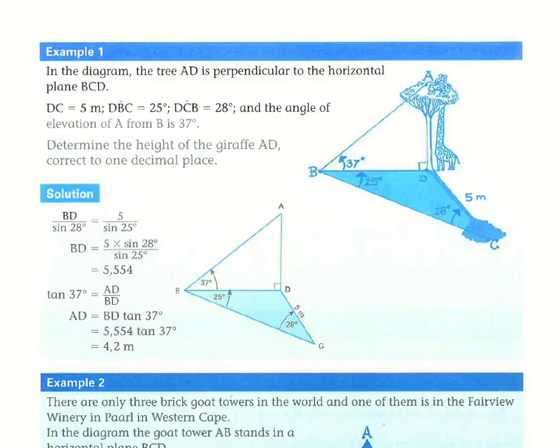So let's look at example 1. Example 1 shows us that we have a tree that is perpendicular to a horizontal plane BCD. Okay, language-wise, we know what a tree is. We know what perpendicular is. It means it makes a right angle with. But the horizontal plane is something new that you guys need to understand. This over here is, let's say it's a chalk drawing on the ground, or the shadow if I had to put this triangle up. But this is the chalk drawing on the ground.